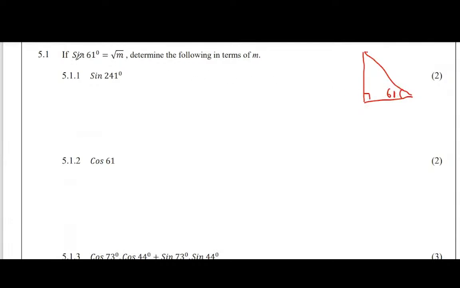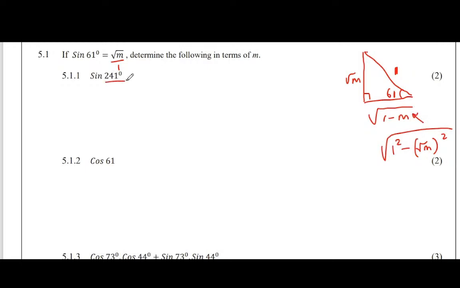Okay, telling us that the sine is root m over 1, and we know that sine is opposite over hypotenuse. So it's root m, and that is the 1. For us to get this missing side, we can use our Pythagoras. That will be 1 squared minus the square of this, and the square root. So it's just the square root of 1 minus m. Okay, 1 squared minus root m squared, and the square root, for us to get this missing side. So now our triangle is complete. We can go ahead and work this out.